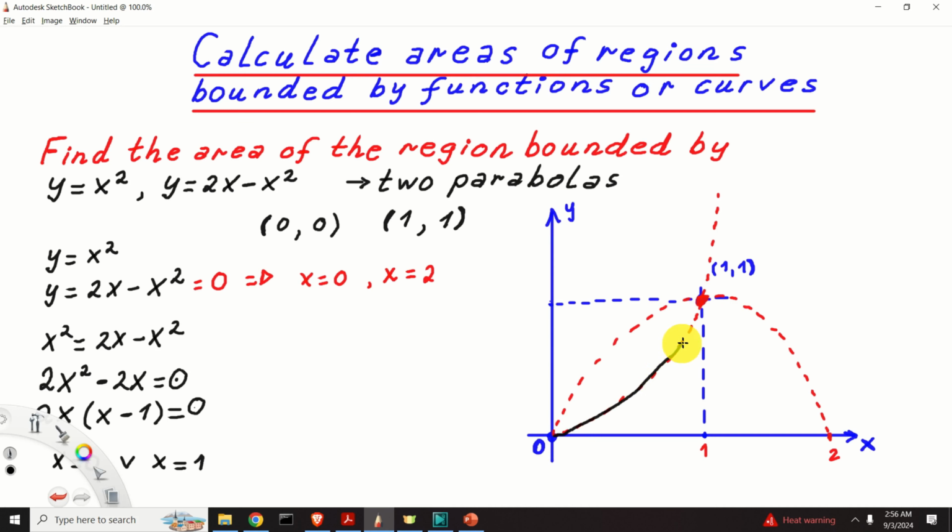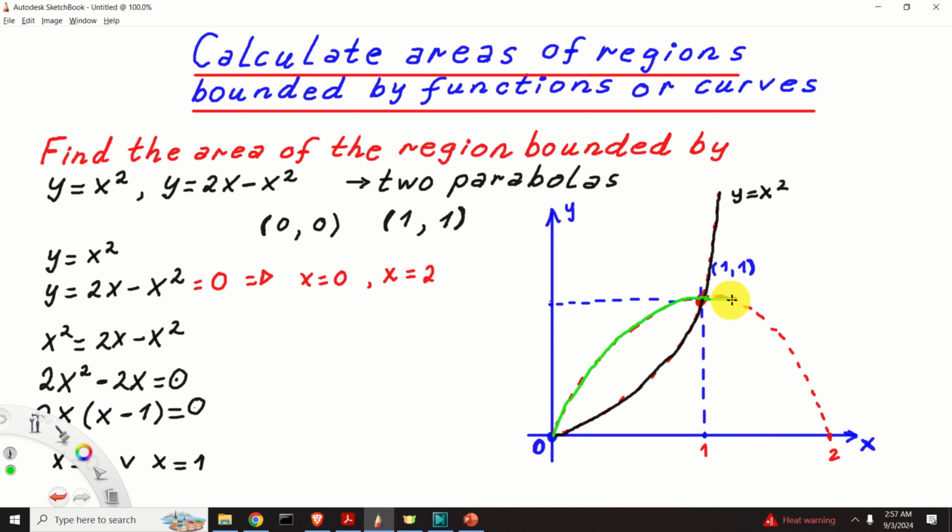And I'm trying to nicely follow this dashed line to make the graph more clear. So be patient over here. And this is y is equal to x squared. And let's use, for example, another color, for example, green, to denote this function. Y is equal to 2x minus x squared. And here it is. So let's use the green color. And here it is. Perfect.